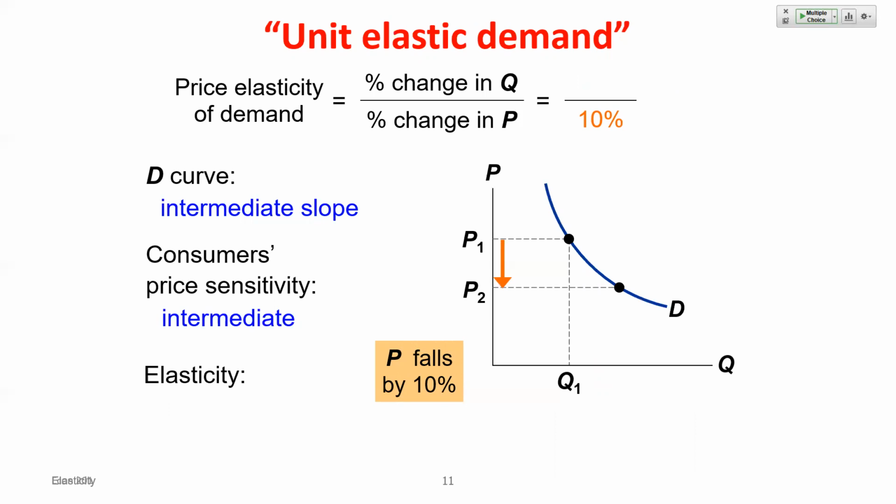Exact same. So here, price change was 10%. It had to be that quantity demanded went up by 10%. Exactly the same amount. Now when I divide the percent change in quantity demanded by the percent change in price, I get my elasticity of 1 every single time, if it's unit elastic.